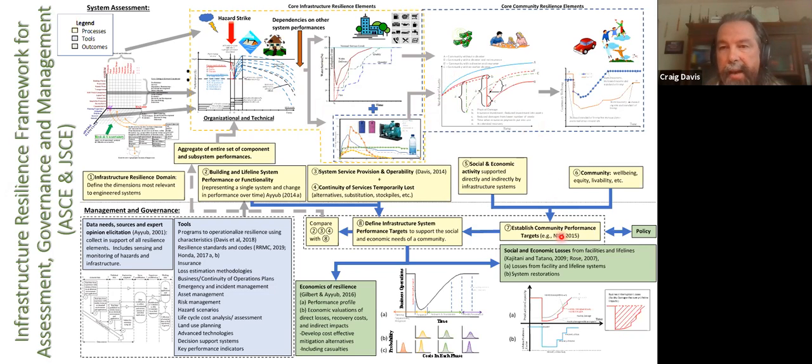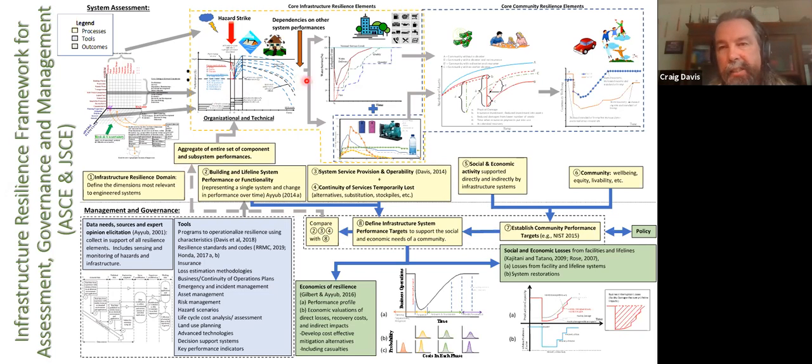Then we have element 7, feeding from elements 5 and 6, which is now in the management and governance, which is to establish community performance targets, which leads to element 8, which is to define the infrastructure system performance targets based on the community performance targets. Then that leads to a comparison that's needed between elements 2, 3, and 4 with element 8. Right? And that feeds back into the analysis.